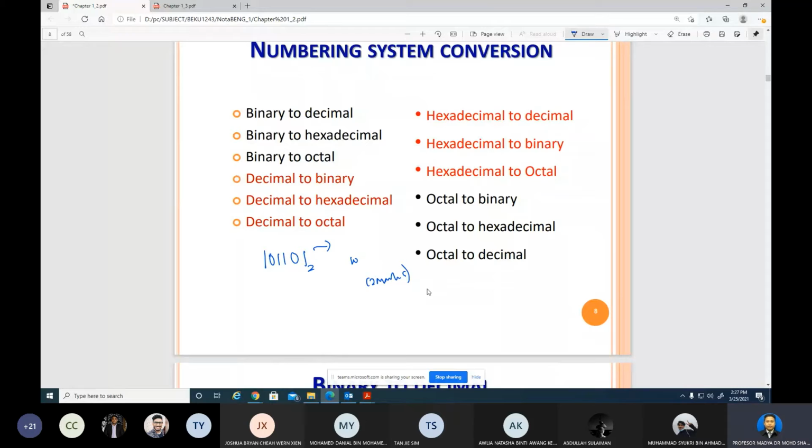But if the question is 4 marks, that means you have to use the manual method. You have to show the manual working, then you can get the last result. What is the output here? What is the decimal number here? That means you have to show the steps, converting to decimal using the manual method, not the calculator.